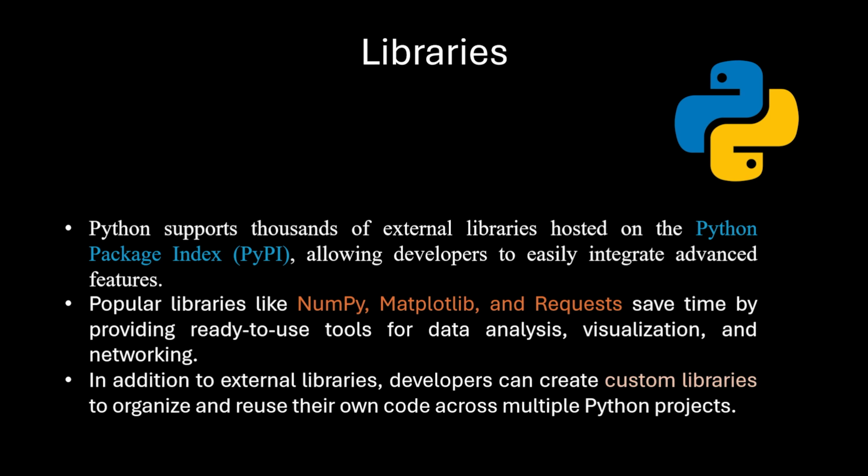In addition to leveraging external libraries, Python developers can create custom libraries to organize and reuse their own code across multiple projects. Custom libraries are ideal for consolidating commonly used functions or modules, enabling developers to streamline their workflows. For example, a developer might package frequently used data processing functions or algorithms into a library, which can then be imported into different projects to avoid code duplication.